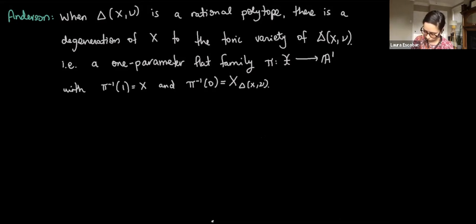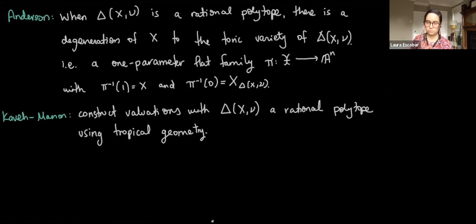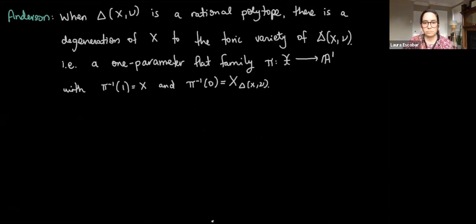So in Dave Anderson's statement, the valuation here is some higher rank crazy valuation, right? And somehow you get something over A1, not over the rank of the valuation. You still get a one parameter family. Yeah. Okay.